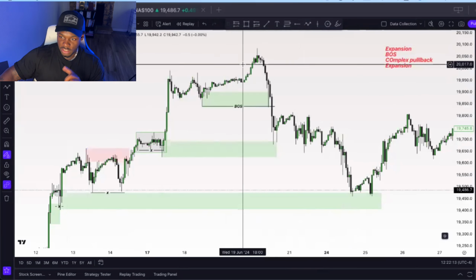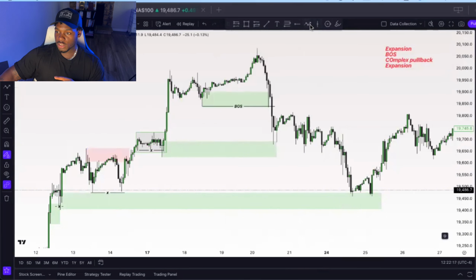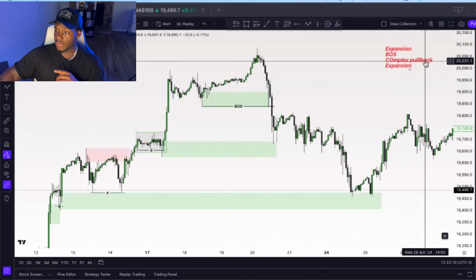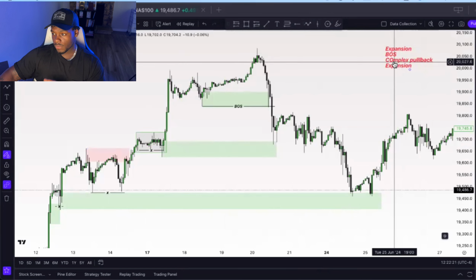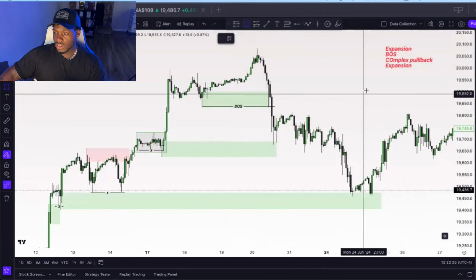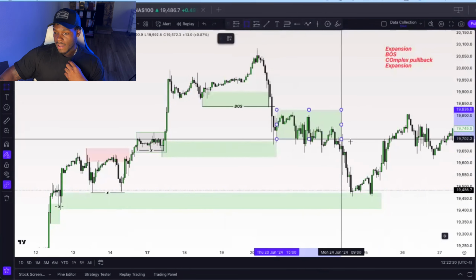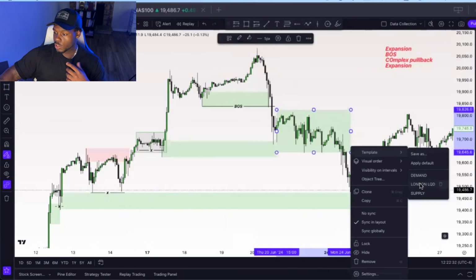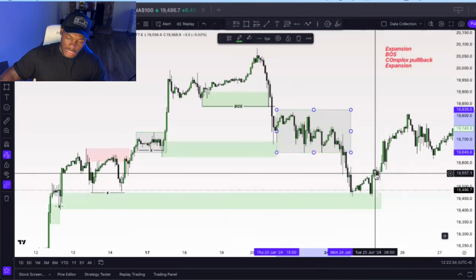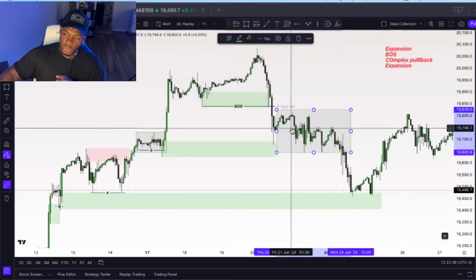So we got our expansion. We're now getting our break of structure. After that break of structure, we know we're bullish, so we're waiting for the complex pullback to finish. Once that complex pullback finishes, we want to look for our expansion, how we get our entry. So right here, as you can see, we have a bunch of liquidation. We have equilibrium in the market. Buyers and sellers all playing around. We want to stay away from this.